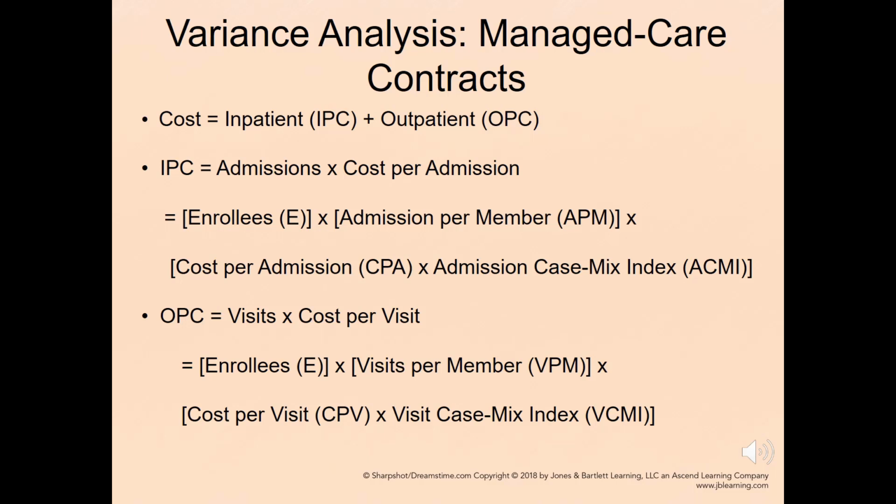Variance analysis for managed care contracts will look at cost, which equals the inpatient cost plus the outpatient cost. The IPC, which is the admissions times the cost per admission, equals the enrollees times the admissions per member times the cost per admission times the admission case mix index. And the outpatient cost equals visits times cost per visit, which equals enrollees times visits per member times cost per visit times the visit case mix index.